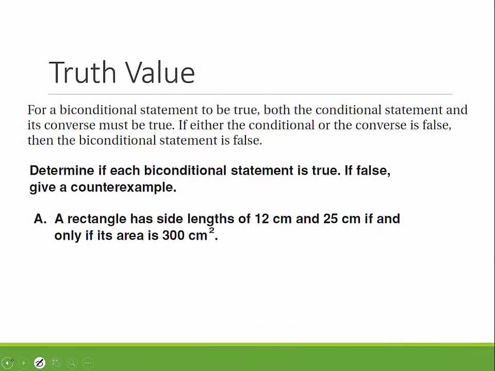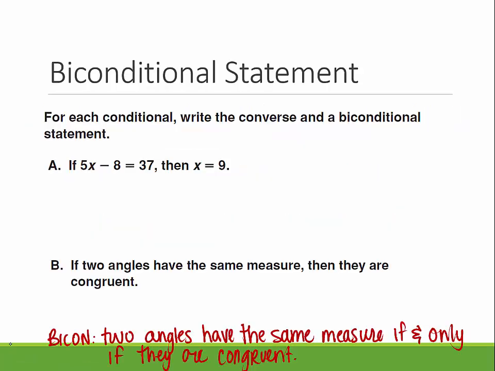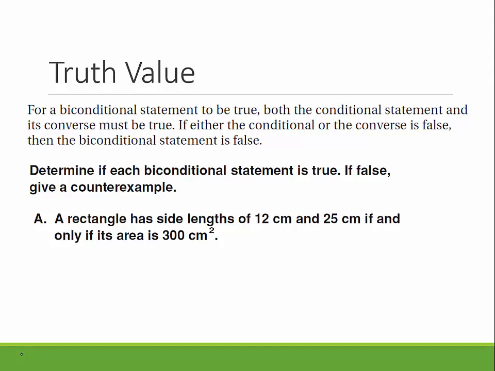So truth value, hopefully you noticed that, especially this one back here, wasn't necessarily a true biconditional statement. For a biconditional statement to be true, both the conditional statement and its converse must be true. If either the conditional or the converse is false, then the whole biconditional statement is also false. So determine if each statement is true. If false, give a counterexample.